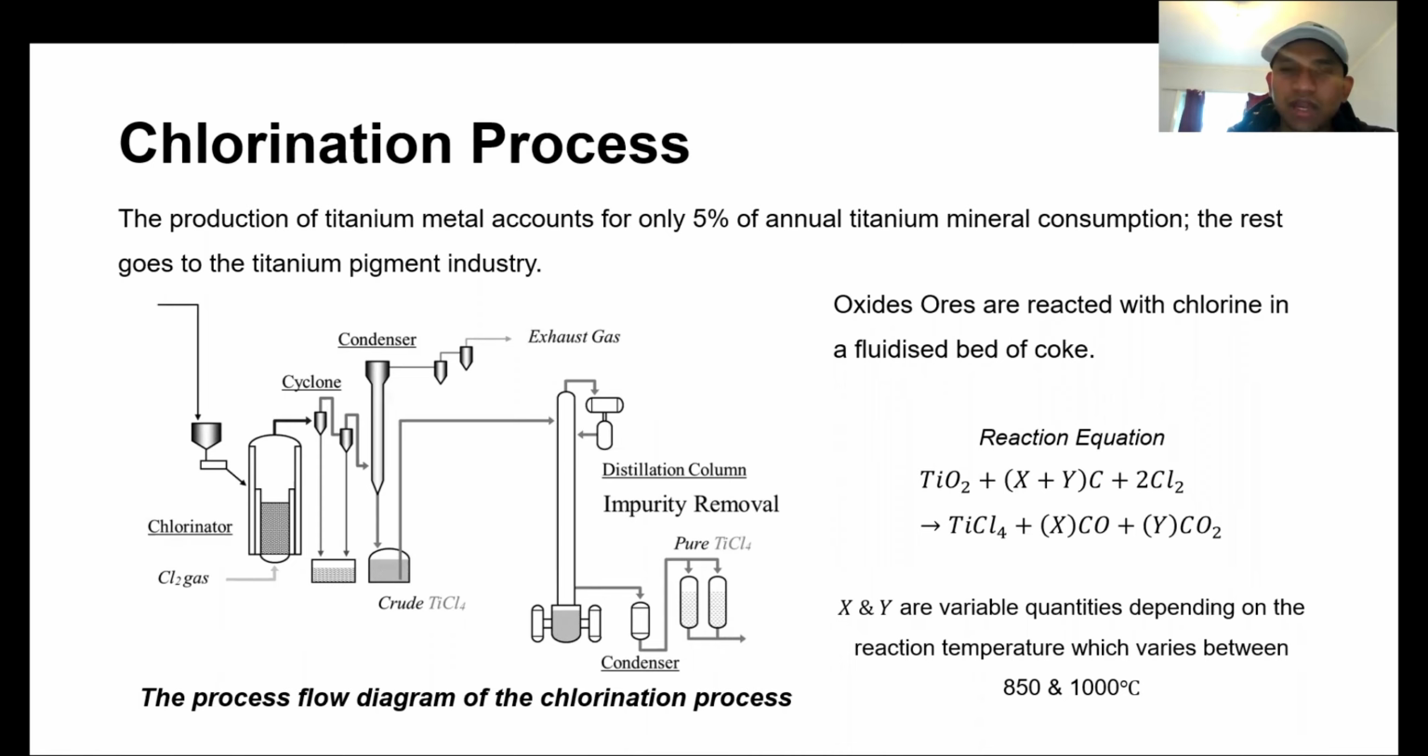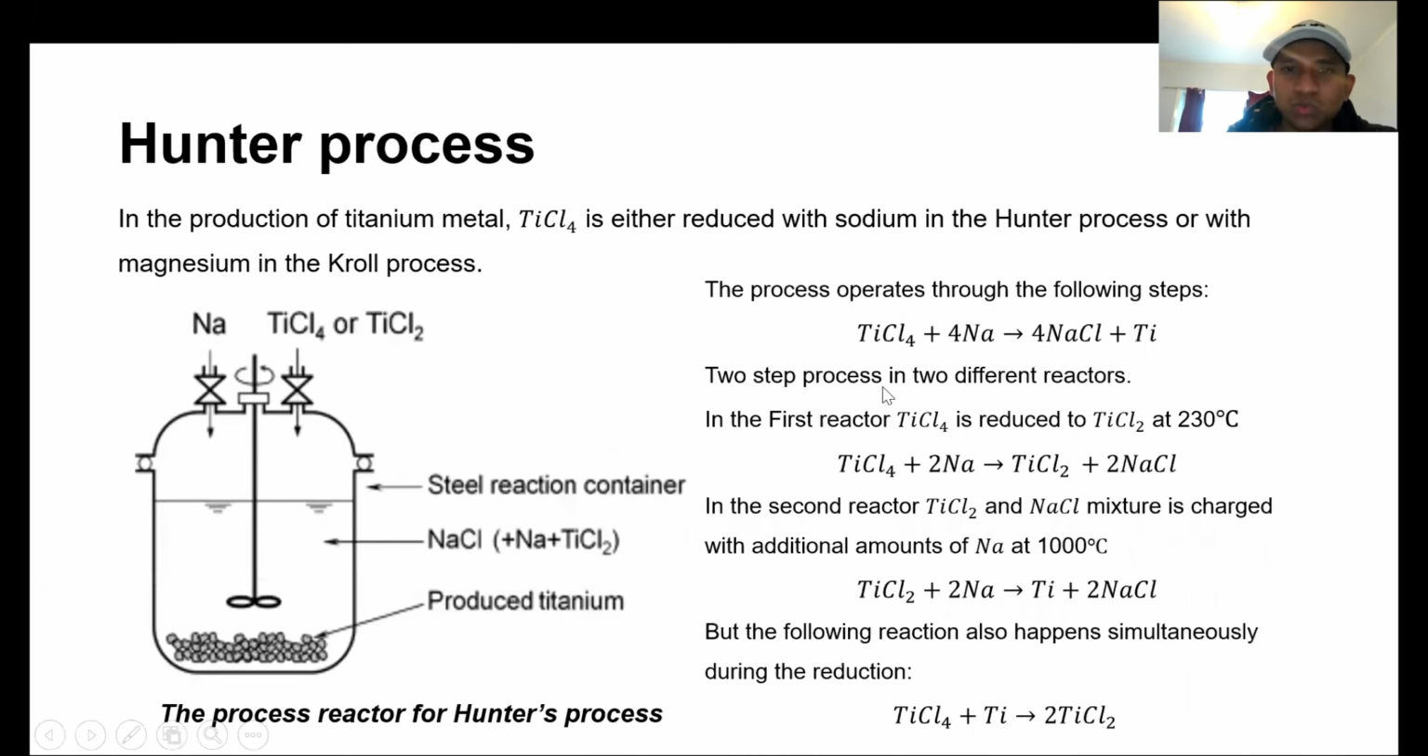In the production of titanium metal, titanium tetrachloride is reduced either with sodium in the Hunter process or with magnesium in the Kroll process. The Hunter process is a two-step process taking place in two different reactors. Titanium tetrachloride is reduced at a low temperature of 230 degrees Celsius to solid titanium dichloride in the first reactor. Then titanium dichloride and sodium chloride mixture is charged in the second reactor and reacted with an additional amount of sodium at 1000 degrees Celsius to complete the reduction reaction.